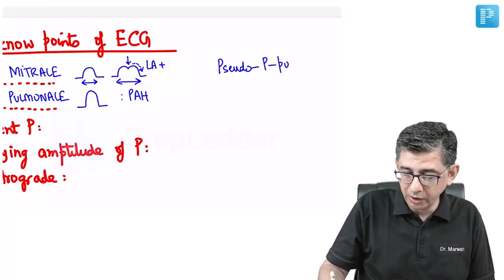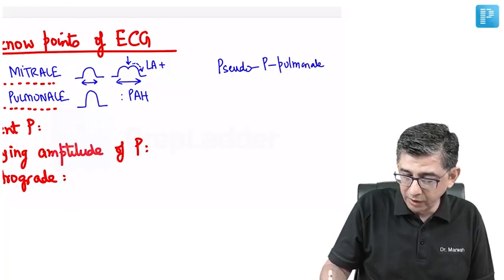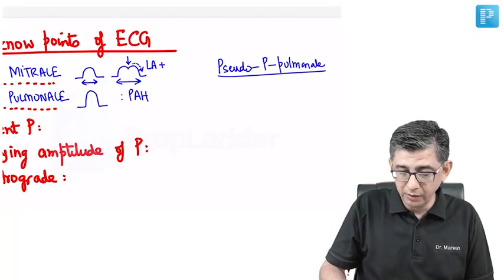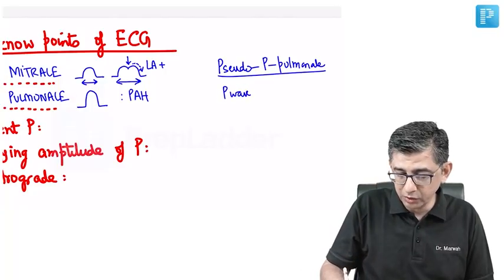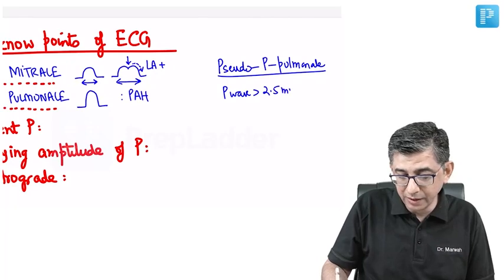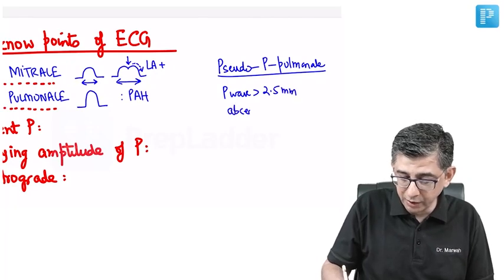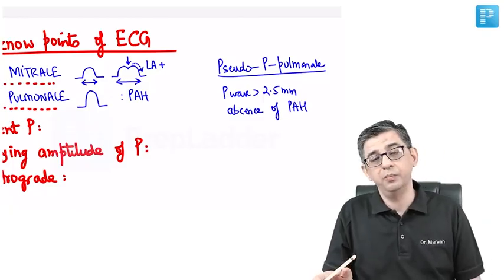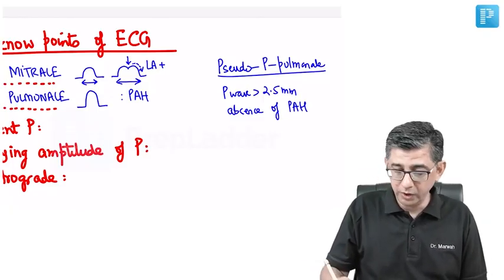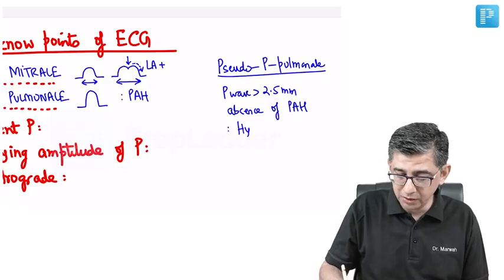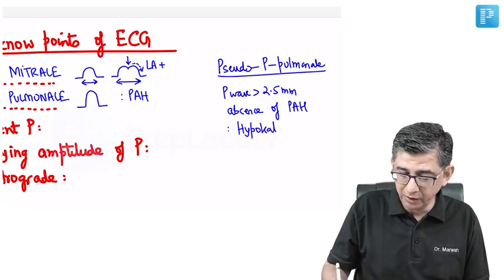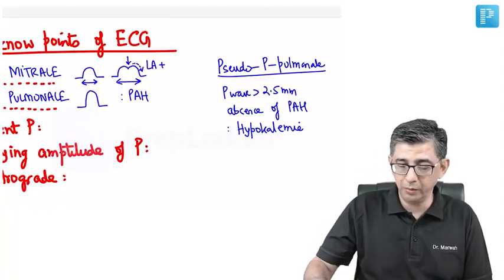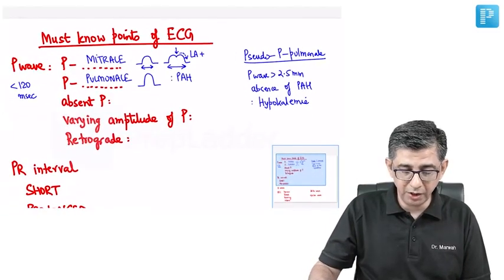So as I told you, I'm going to tell you some new points, and I'm going to do some repetitions also. Pseudo P pulmonale would mean that the vertical height of the P wave is more than 2.5 millimeters, but this is occurring in the absence of pulmonary artery hypertension. There's no PAH in the patient, and still there is a P wave which is relatively taller. Why this would be happening is an electrolyte imbalance. Earlier I told you that hypokalemia can trigger Torsades de Pointes. Now I've just reiterated the statement that pseudo P pulmonale is to be given the same importance as you would attach to P pulmonale.